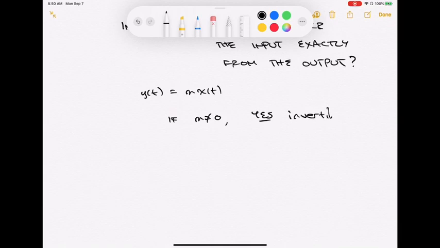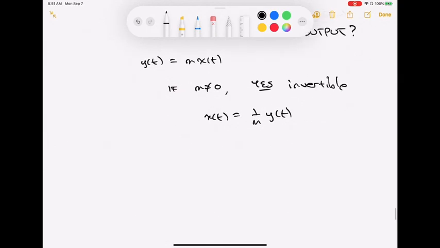How do I know that? Because I can get x(t) as just 1 over m times y(t). I can solve for x there. I can get back x by running it through an amplifier of the reciprocal scale value. The only case where this would not work is if m was 0, and that would be a boring system anyway. That would just say that the output was always 0, so it's not probably all that useful in that case.